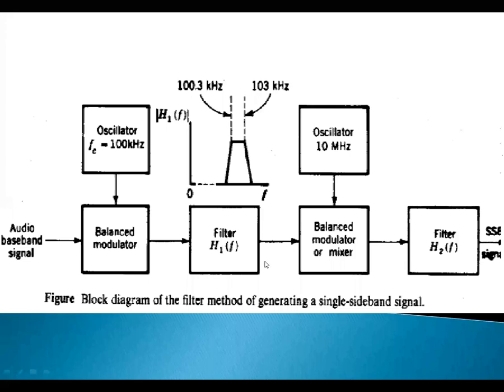Okay, the signal available at the first filter is given to the balanced modulator or mixer again. The reason is that attenuation is very small at high frequency, here 10 megahertz. If the signal is mixed with 10 megahertz, it is translated to high frequency, and the signal is less attenuated after the second filter. That's why you can use a second balanced modulator and filter again. This is the filter method.